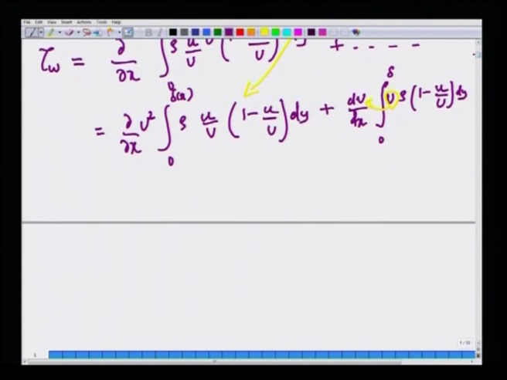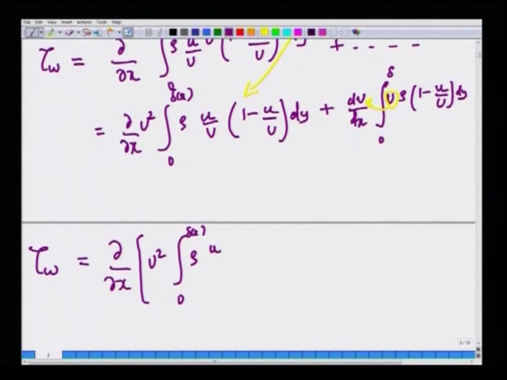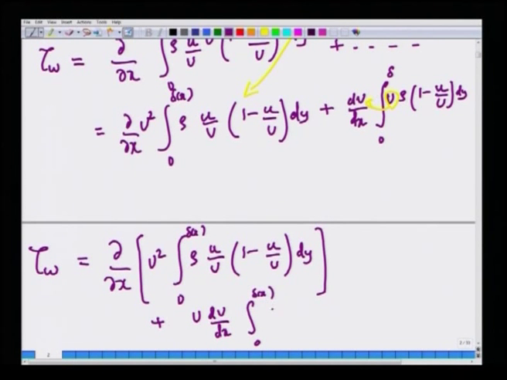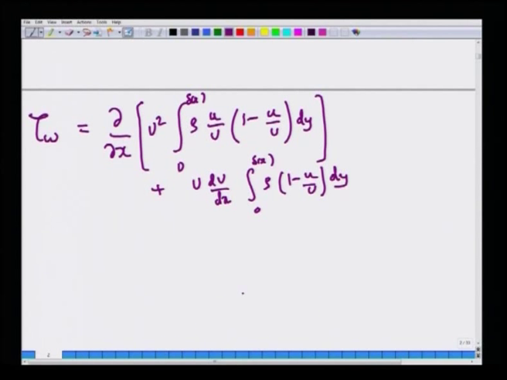That yields us the final expression for wall shear stress: d dx of U squared, integral 0 to delta of x, rho u by U times 1 minus u by U dy, plus U dU dx. Since U is independent of y, we can pull it outside the integral 0 to delta of x, rho times 1 minus u by U dy. Okay. So, this is the final expression for wall shear stress.